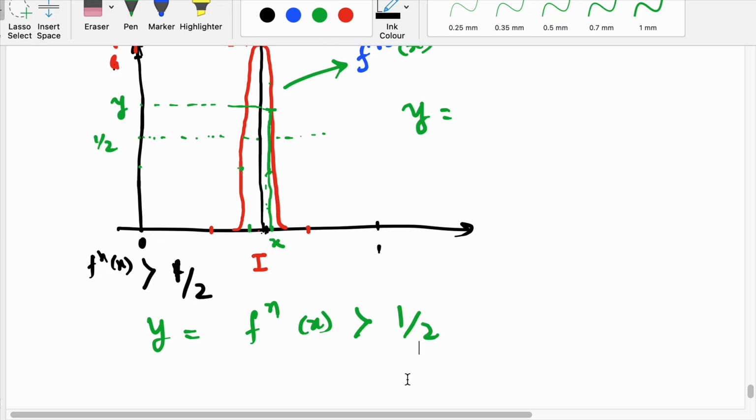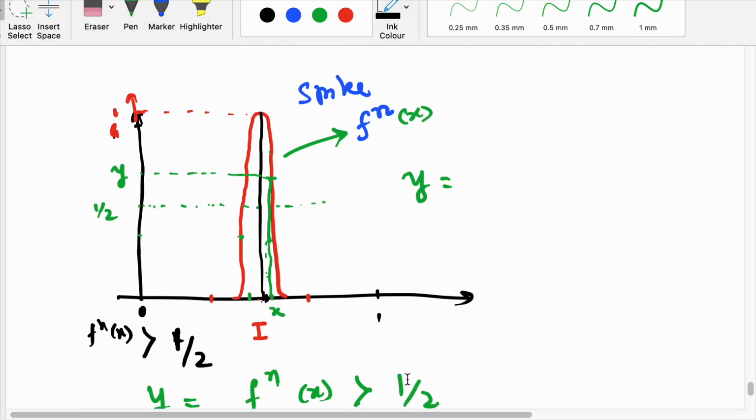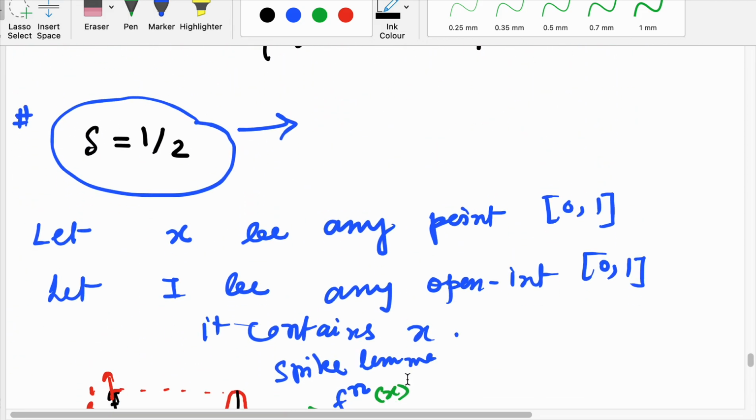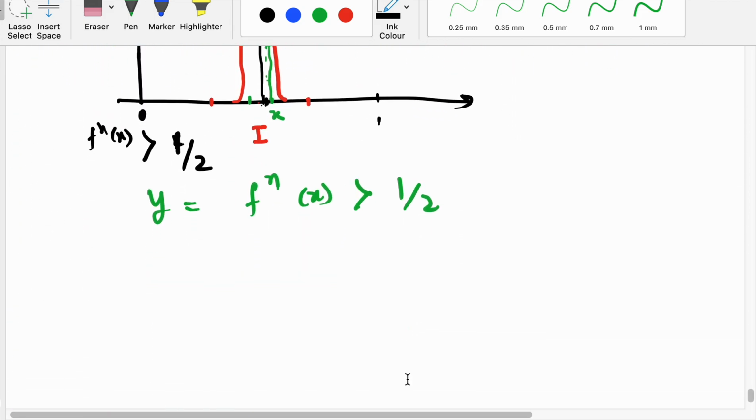Now what x prime do I have to take to prove this statement? It has to be greater than half, and it is very simple.